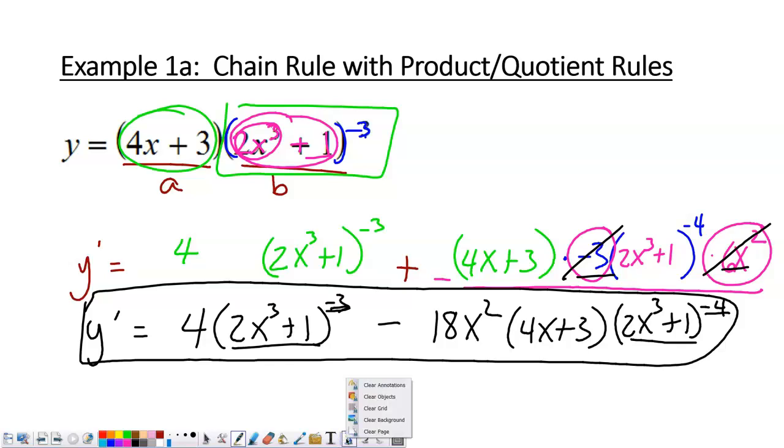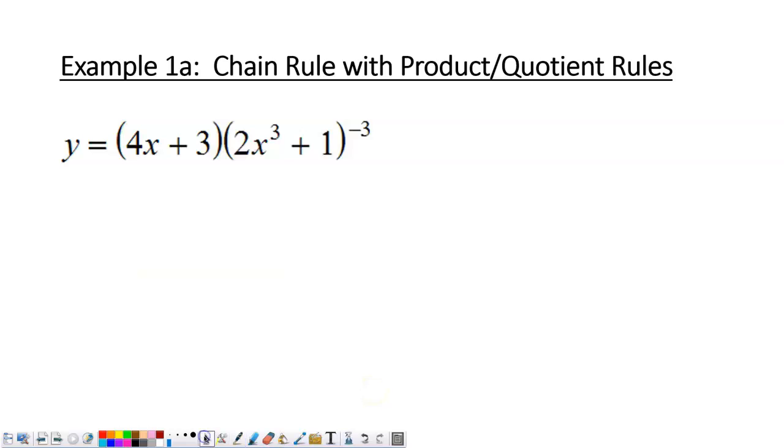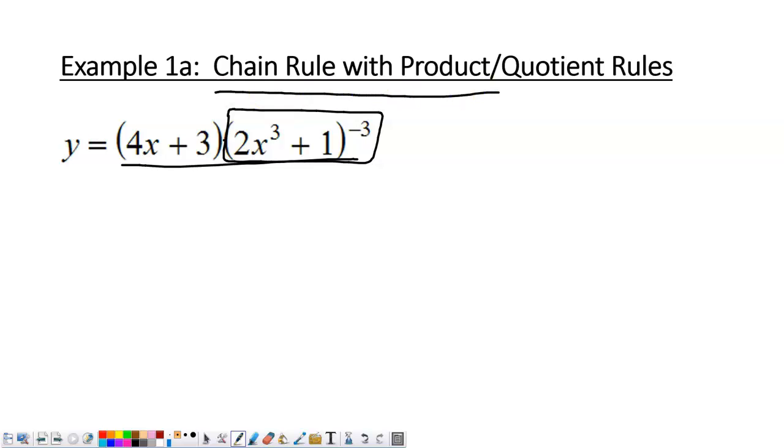So I gave you a few extra details, but what I really wanted you guys to notice is this: in the beginning, it's very obvious that you're looking at a product rule. You have two functions being multiplied. But what's not quite as obvious is that in the process of doing that product rule, one of those pieces is going to have the chain rule done to it. So as you guys can see, it's a chain rule with the product rule. Okay.